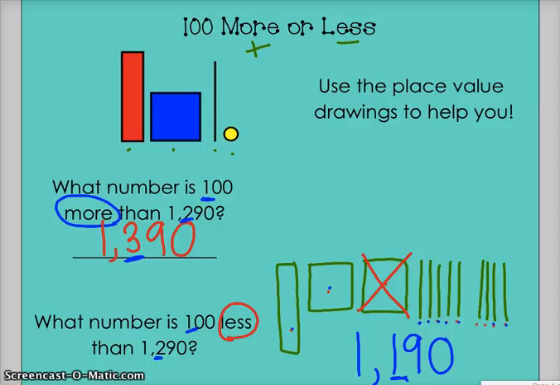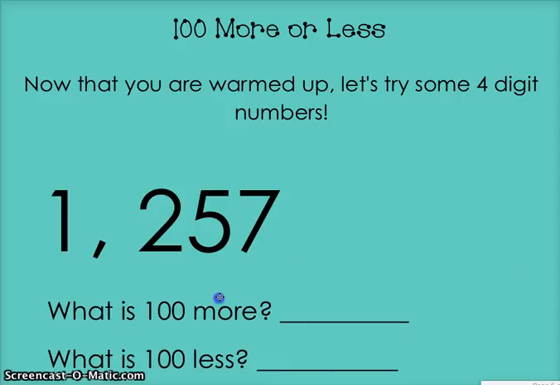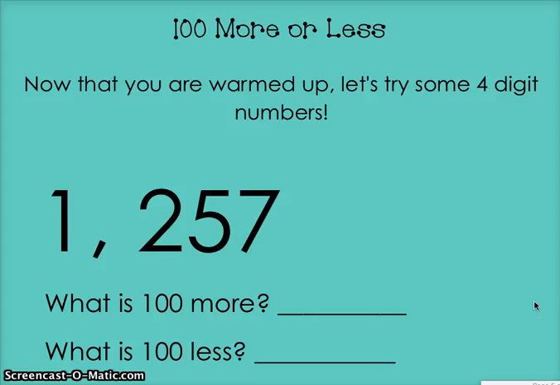Let's take a look at the next one. So, now that you're warmed up, let's try some 4-digit numbers. Miss Anderson, something that I noticed that I was thinking we could do that is different than the way you did it was by adding and subtracting instead of drawing out the place values. So I'm going to show you how I can find 100 more and 100 less using addition and subtraction.